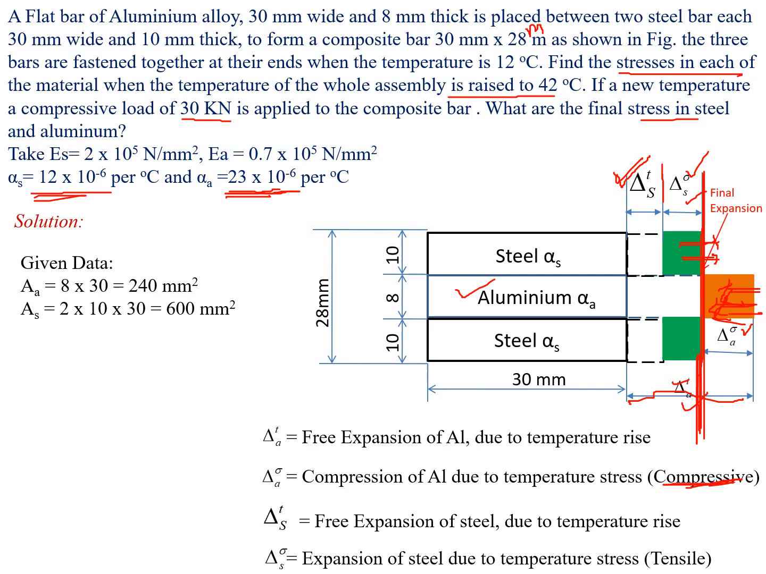And once again I have to observe the given data. In the given data, we have to note down the cross-section area of the aluminum, which is 8 mm thickness and 30 mm wide. It is a rectangular bar, so width into thickness, that is 30 into 8, which becomes 240 mm square. Similarly, the cross-section area of the steel is also given. The steel has 10 into 30, that is 10 mm thickness and 30 mm width, but it consists of two steel bars. That's why 2 into 10 into 30, which becomes 600 mm square.